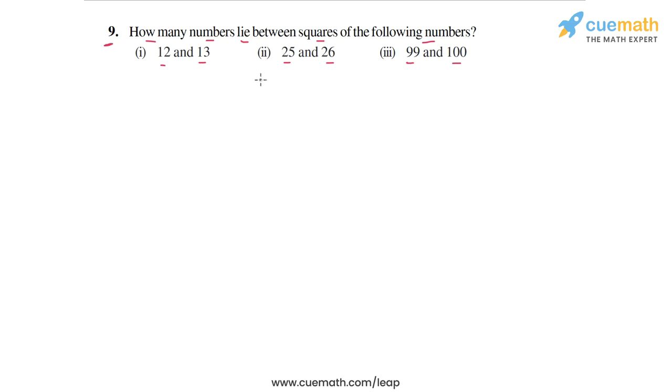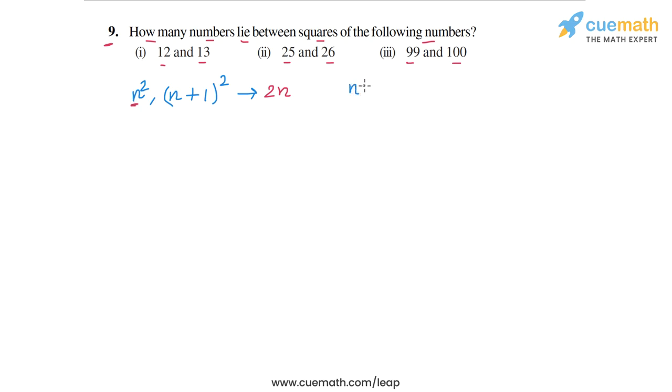But what the concept basically says is that if you have two consecutive numbers n and n plus 1, and you consider the squares of these numbers, n square and n plus 1 whole square, then the number of numbers between these two numbers will be 2 times n, 2 times the smaller number. And why is that? Well, it's very simple actually.